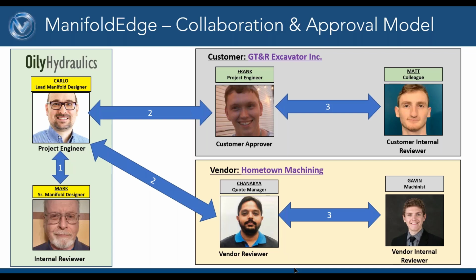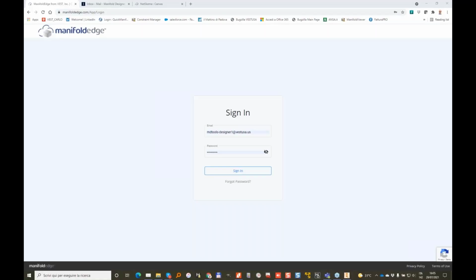So given this context, I will introduce the Manifold Edge project engineer who has the design about ready to share for review and approval. Carlo? Hello, John. Thank you for the introduction. So as a design engineer today, I will start this workflow of design collaboration.